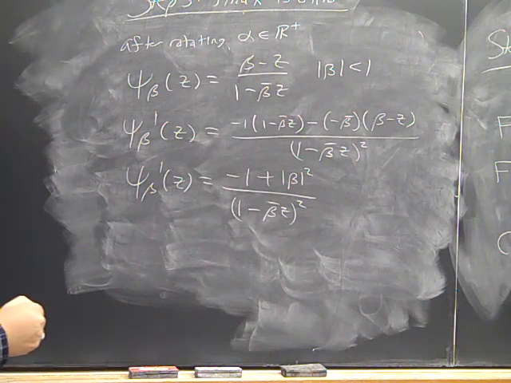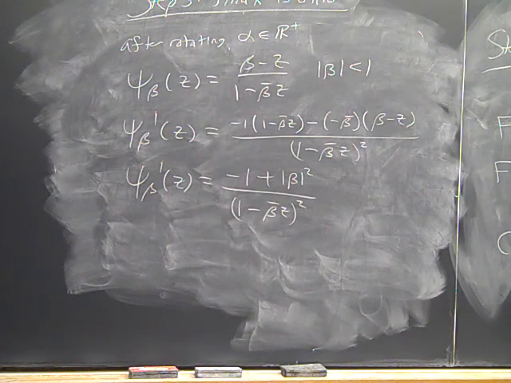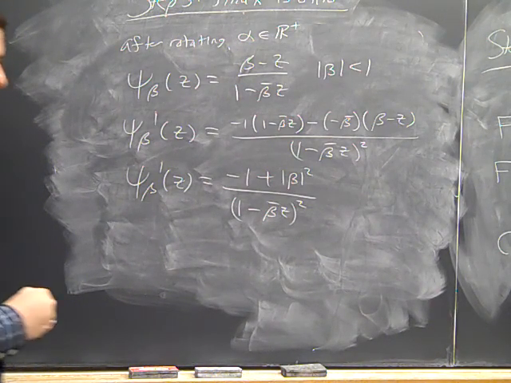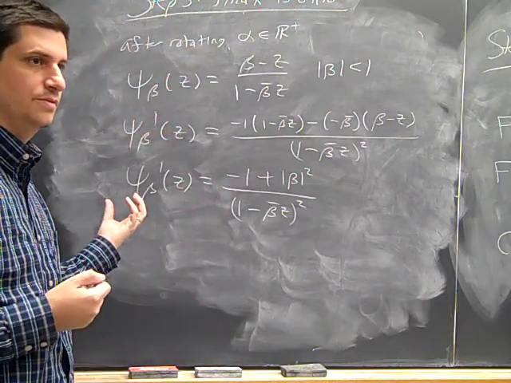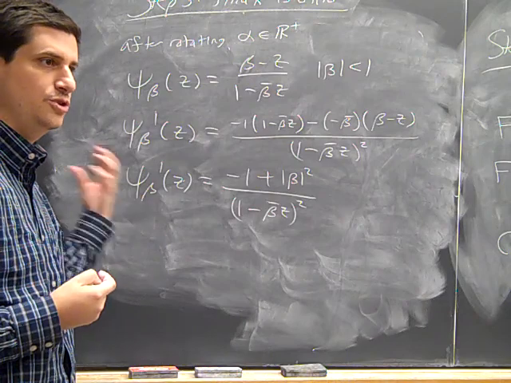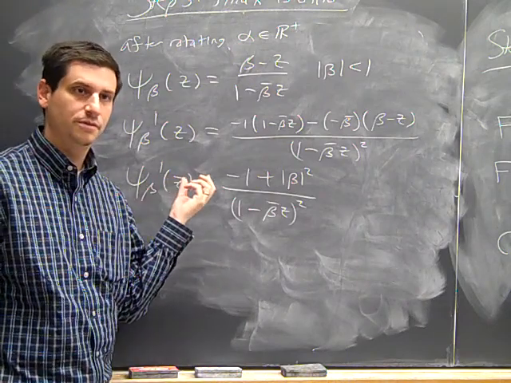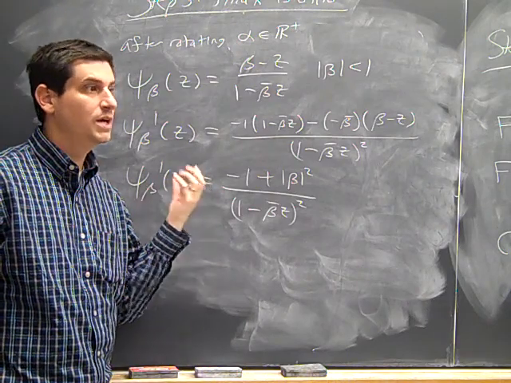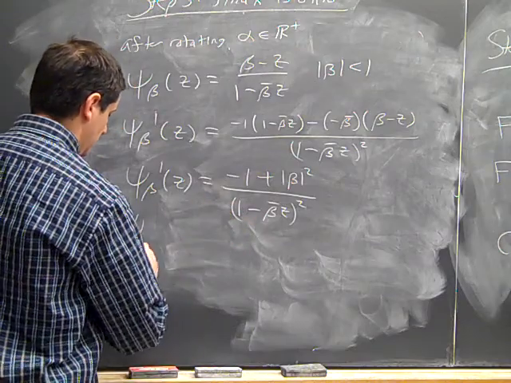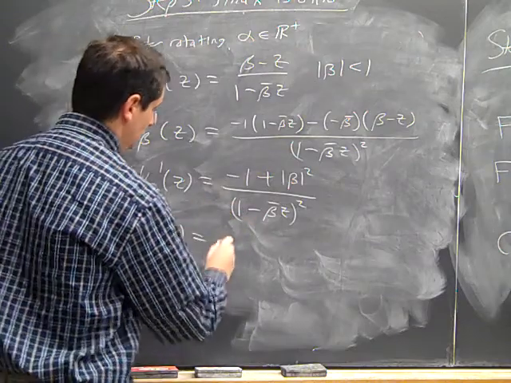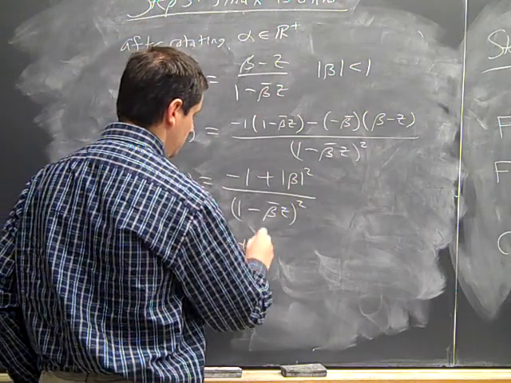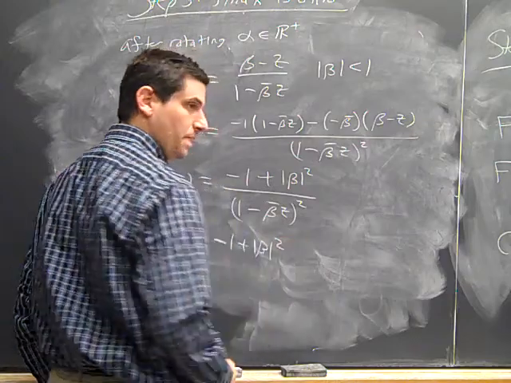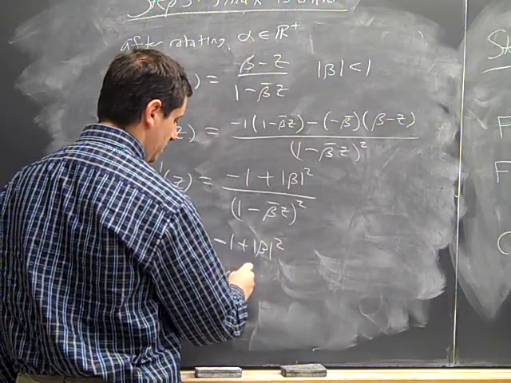There are two places where we will probably want to evaluate this derivative. What are those two places? There are two special points for C beta: 0 and beta. C beta prime of 0: when I put in 0, I just get negative 1 plus beta squared. And this is less than 1 in absolute value.